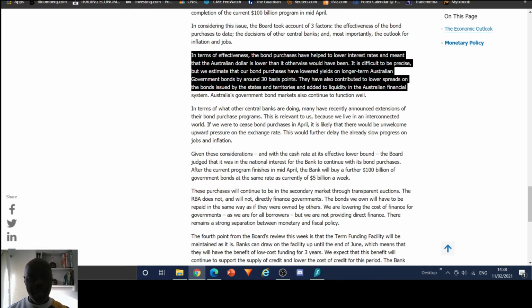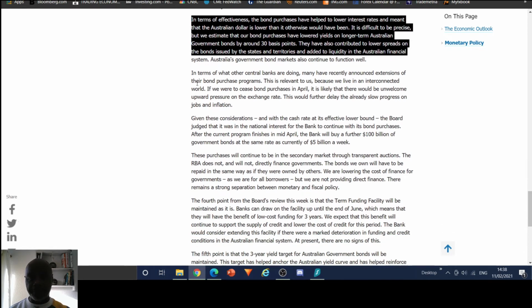What the governor is saying there is that the bond buying program is working. It's helping to push down or keep down the currency and also interest rates. Now, in terms of what other central banks are doing, many have recently announced extensions to their bond purchase programs. This is relevant to us because we live in an interconnected world.